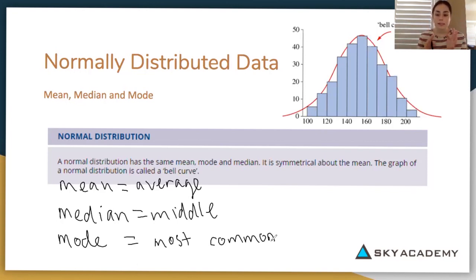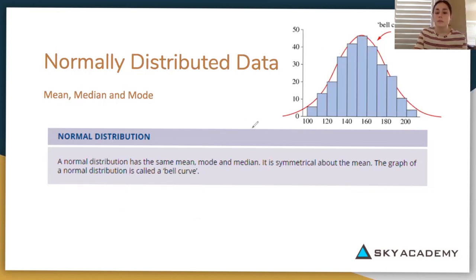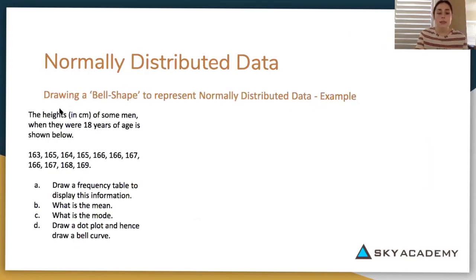So now we know our terms and we know what normally distributed data looks like. Let's have a look at an example. Here we have the height in centimeters of some men when they were age 18, shown below. So we have 163, 165, 164, and so on, all the way up to 169. Now in question A, we have been asked to draw a frequency table to display this information.